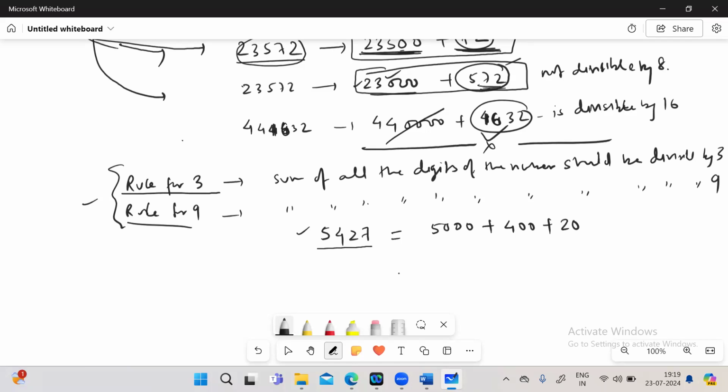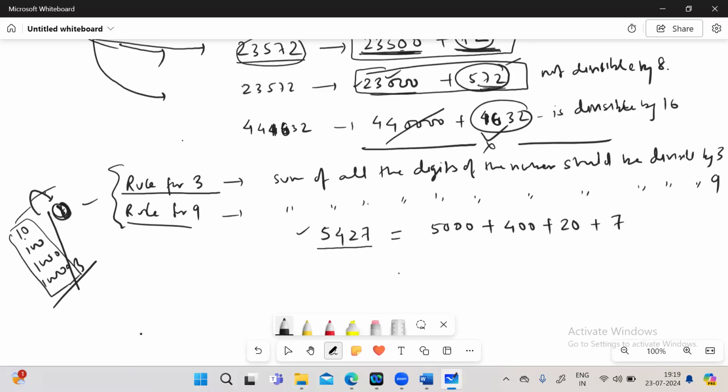So I divided the number into 4 parts, and I know that any 10, 100, 1,000 or 10,000, all such numbers when divided by 3 will always give you a remainder 1. Okay. So this we know that 9 is divisible by 3, 99 is divisible by 3, 999 is divisible by 3, 4 times 9 is divisible by 3. So all such numbers when divided by 3 will give you remainder 1.